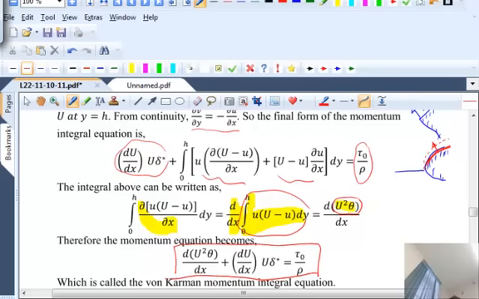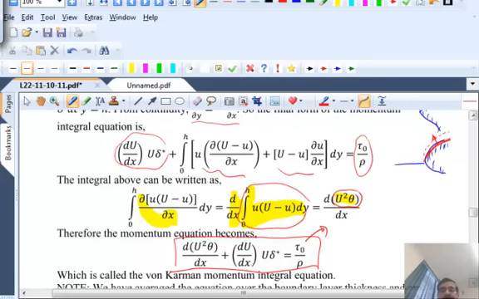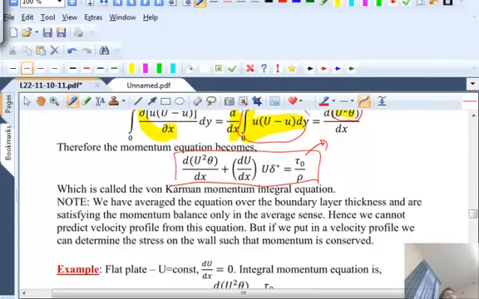It doesn't have the ability to predict the velocity profile, but if you give it a velocity profile, it will predict what the shear stress is. You can calculate what the shear stress is. Any questions on that? And this is valid not just for a flat plate, but even for plates that are at an angle with respect to the free stream velocity.